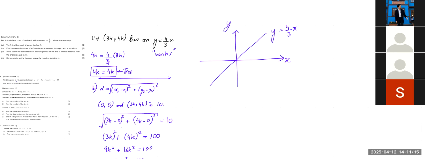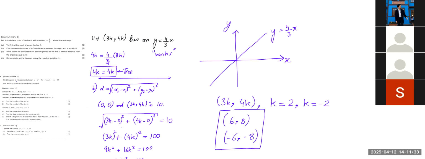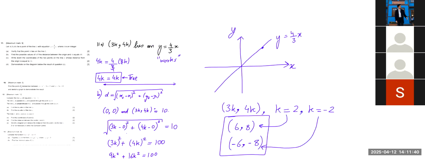So let's make 2 points. So we have 3k, 4k. That's the coordinates of our point. And we can make it using two different values of k. The first value of k, 2, will give us 6, 8. And the other value of k, -2, will give us -6, -8. These are the 2 points that will have a distance of 10 from the origin. So one of them is here, one of them is here.